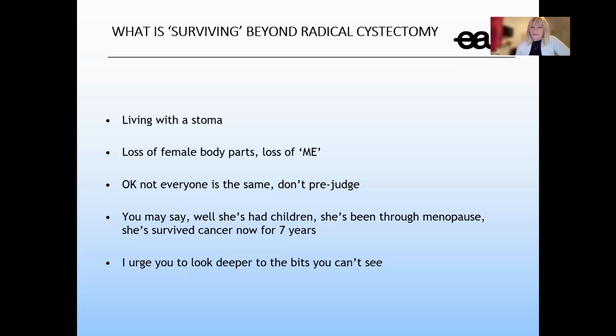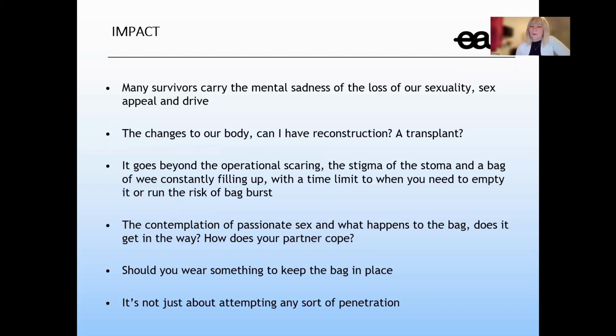I understand totally that not everybody's the same, and we shouldn't prejudge. Lots of people could look at me and say, well, she was diagnosed at the age of 63. She's had children. She's been through the menopause. And now you can look at me and I've survived cancer now for 7 years. But I really urge nurses and all the kind people at the EAUN, let's look deeper into this, and please look at the bits that you can't see.